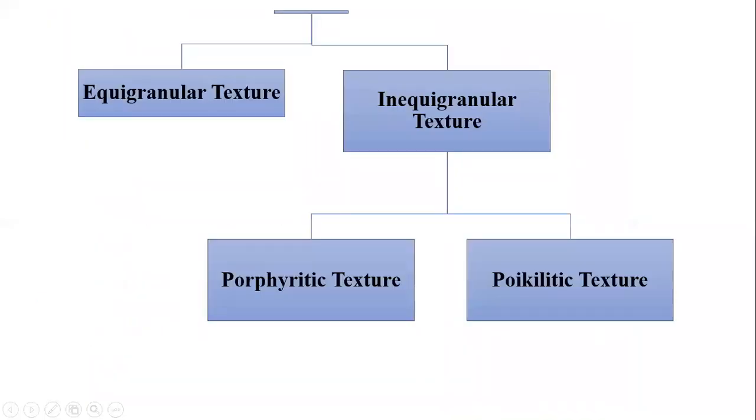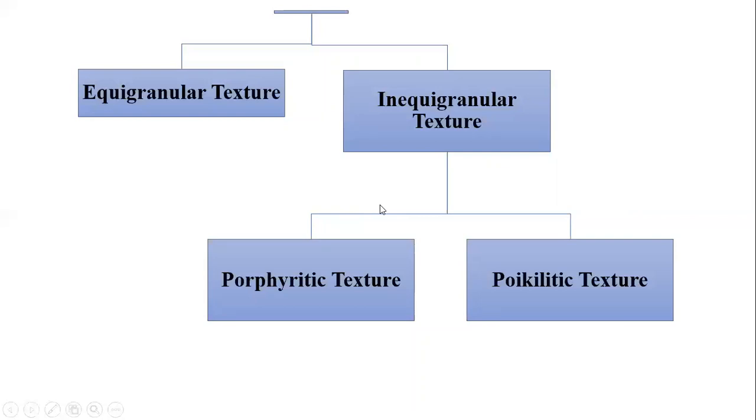Another class is inequigranular texture. Inequigranular texture refers to that texture when the size of constituent minerals of an igneous rock greatly varies. This means that constituent minerals are of various sizes. They are not characterized by the same size minerals. Such texture is termed inequigranular texture.